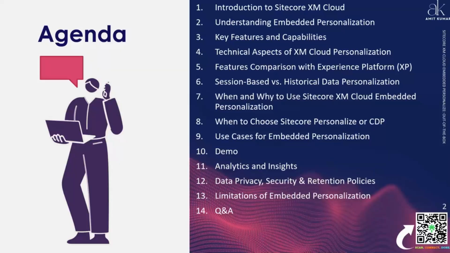capabilities, and how it is different from the MVC personalization in terms of XConnect, right? What are the things that are there, and what, when, and why we need to select the Sitecore embedded personalization, and when to select the Sitecore personalization or a CDP. I will be covering those topics, and if time allows, I will be showing you the demo also.